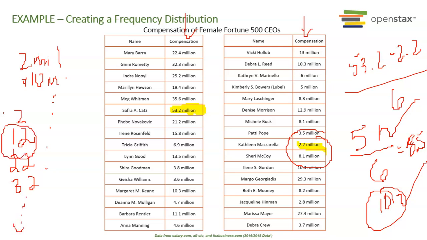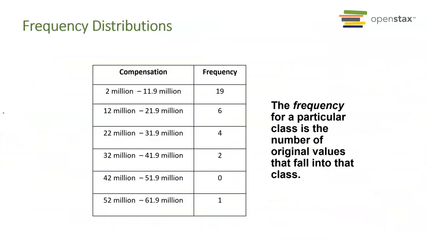If this starts at 12 million, let me back this up to 11.9. Right? Because after that, it would go up to the 12. And then this started at 22, so I'll say 21.9, and I'll work my way down. And I'll get something like this, so that these are my bins right here. And I just count up how many numbers fall in there. How many numbers are between 2 million and 11.9 million? How many are between 32 million and 41.9 million?